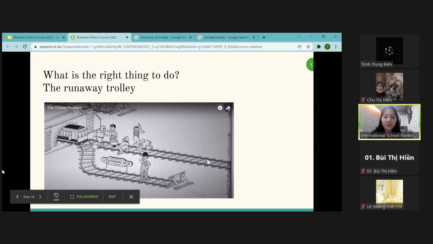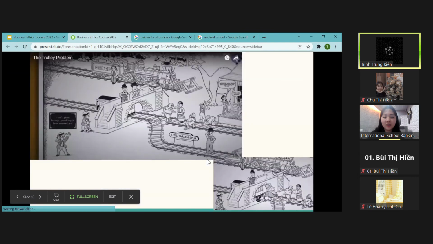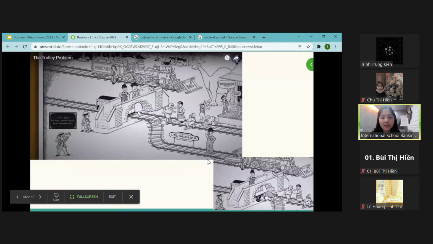Okay. So you choose to turn to the side track and kill one person in order to save 5. Yes. Okay. What about the second case? You push the fat man to stop the trolley and save 5, or you just let it be. Let the trolley kill 5 workers.